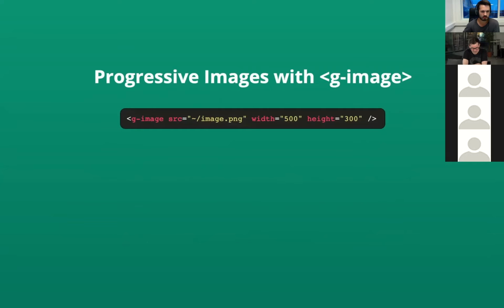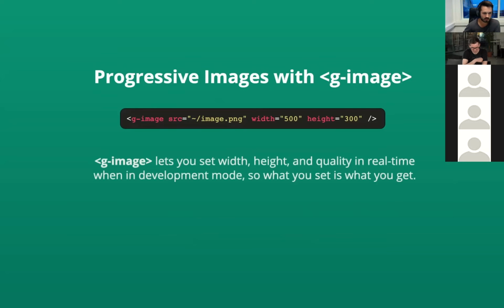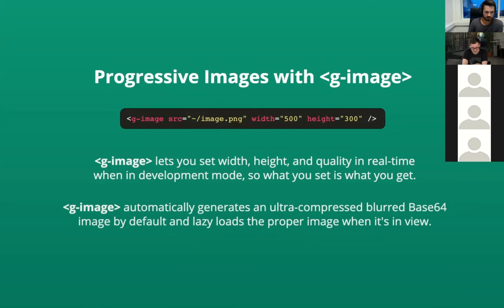Progressive images with g-image. We also have a global component called g-image. G-image lets you set width and height and quality in real time when in development mode. So what you see is what you get. So you can resize and crop the image in real time, and you also get the compression and everything. So it's very easy to add responsive images. G-image automatically generates an ultra compressed blurred base64 image by default.